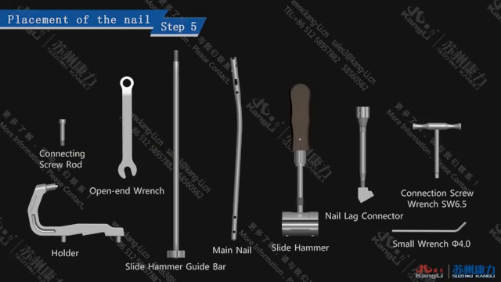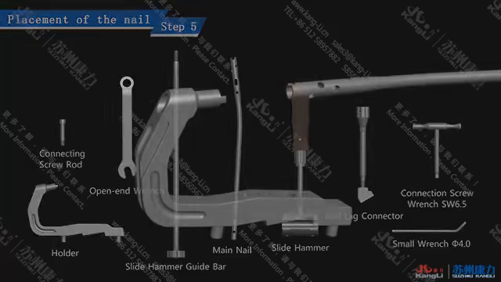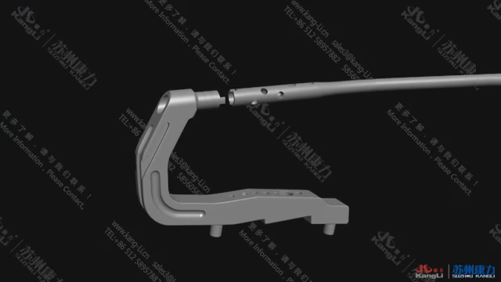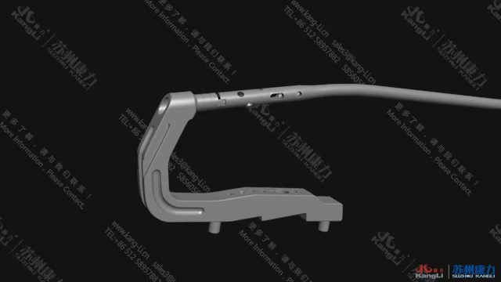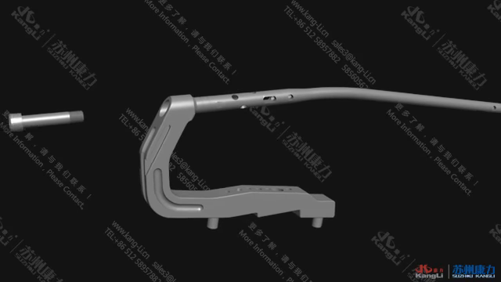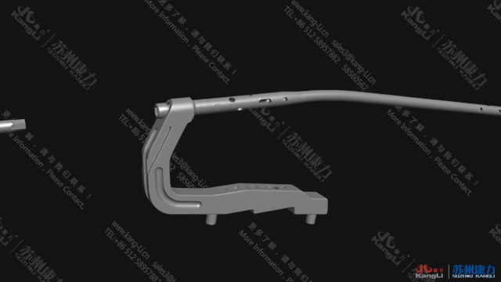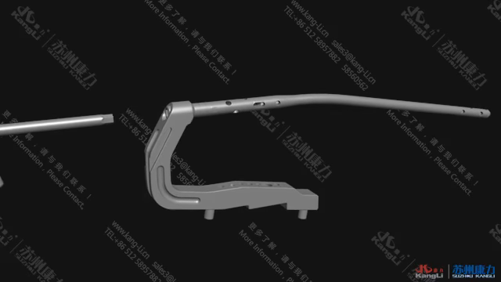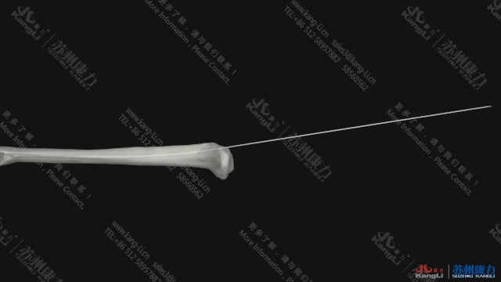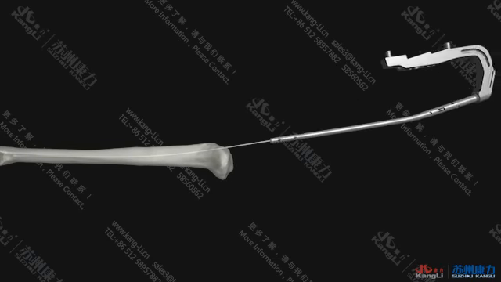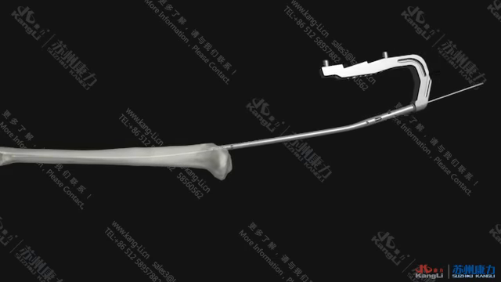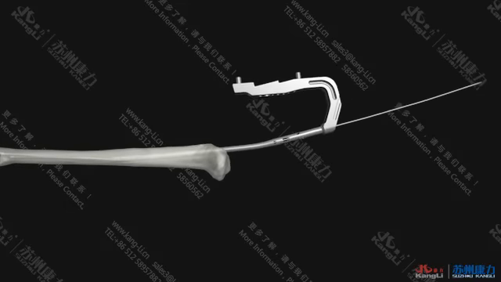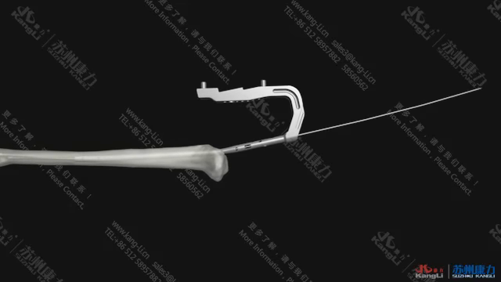Step 5. Placement of the nail. Fix the prepared nail of the KTO intramedullary nailing system onto the holder with the connecting screw rod and tighten it with the connection screw wrench. Insert along the ball guide pin and rotate slightly for the entrance of the nail. After the entrance, keep the direction and directly insert it in.